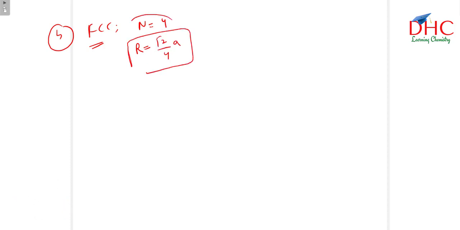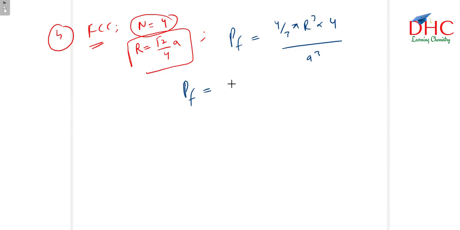Now once you put these values in the expression, you have packing fraction equal to 4 by 3 pi r cube into number of particles, 4, divided by a cube. Once you put the value of a, that's equal to 4r divided by root 2, the packing fraction comes out to be 0.74. So this is the packing fraction.